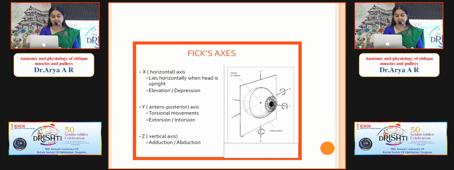So the last point about the fixed axis, that is how the extraocular movements take place. Along the x-axis, elevation and depression take place. Along the y-axis, or the anteroposterior axis, torsional movements, that's extorsion or intorsion, take place. And along the z or vertical axis, adduction and abduction.